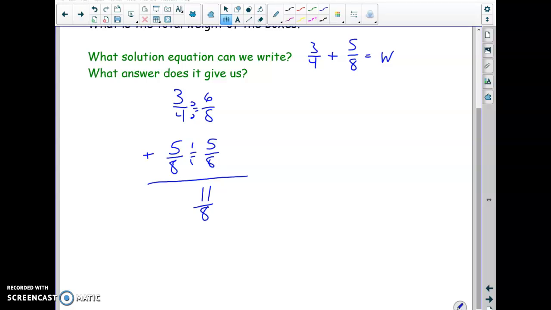Did you get 11/8? I'm hoping you didn't, because 11/8 is improper. Remember, when the numerator is bigger than the denominator, we divide it out. 8 would go into 11 one time, with 3/8 left. So the answer should be 1 3/8 pounds. Now, what do we do if we're estimating?